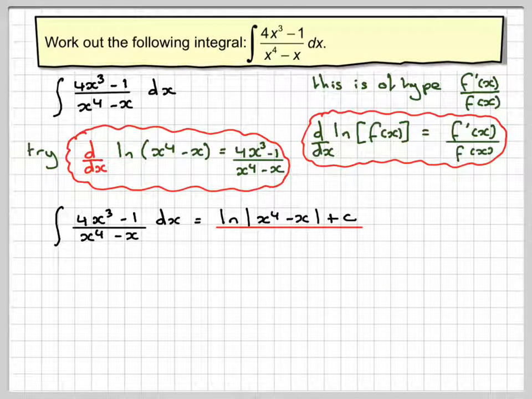This has been a video to show you how to solve an integral where the numerator is the differential of the denominator. I hope you've understood, and I thank you very much for watching.